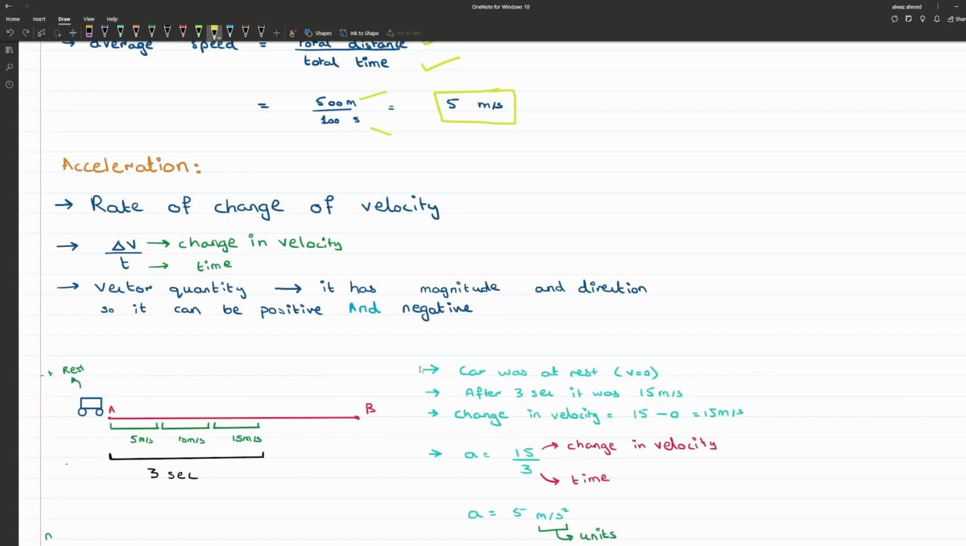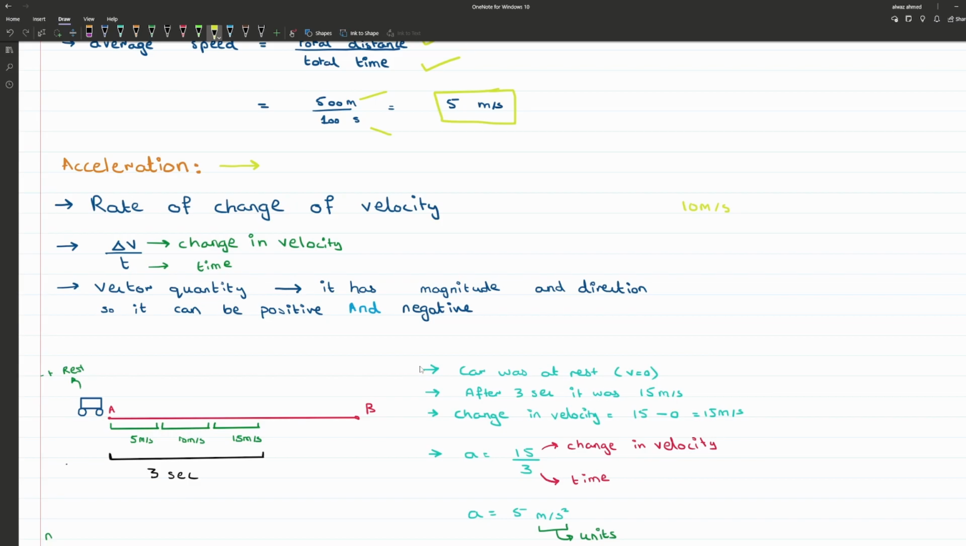Okay, so the next concept that we're going to talk about is acceleration. Acceleration is the rate of change of velocity. So now what this means is, for example, you're going in a car and it has the velocity 10 meters per second, and you see that the road is clear, so you put your foot on the throttle and the car starts to accelerate.